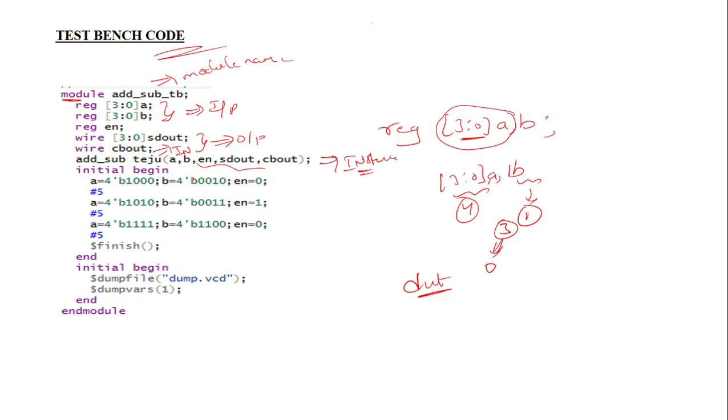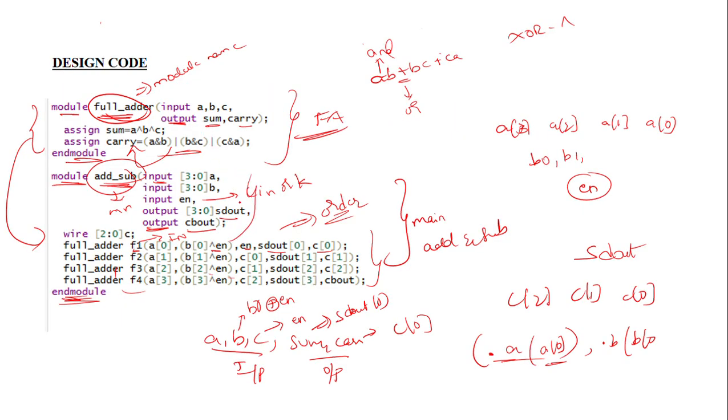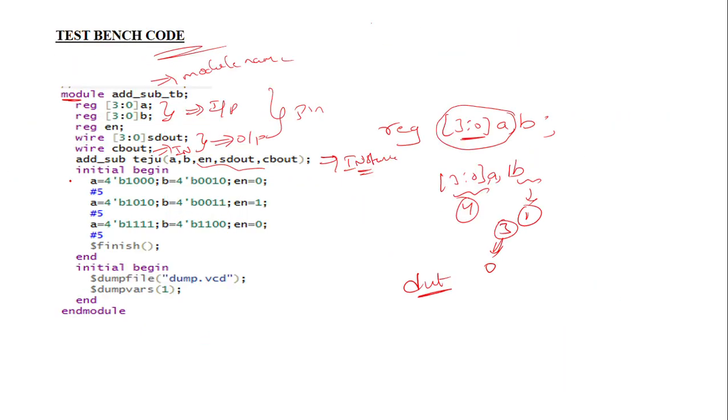There is a port connection by order: A, B, EN and SD out. These are the test bench pins, which are going to connect to the design code pins. Then there is an initial begin. Inside the initial begin we give different combinations for the inputs, and in the waveform we observe the output for each particular input combination.